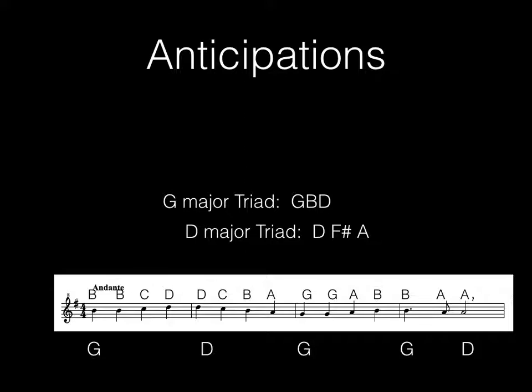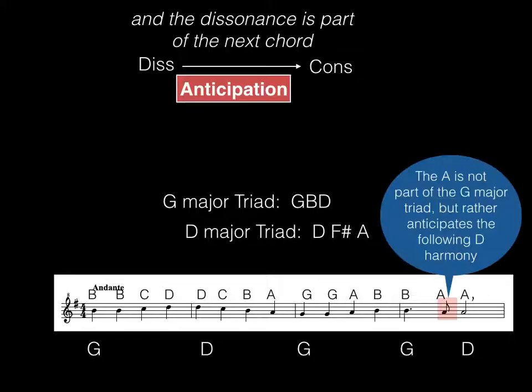And if we look down at that A, the penultimate A, it's not part of a G major triad. There's no A in a G major triad. But rather it anticipates the following D harmony. Because when you go B, A, the first time you hear that A, it's a dissonance, but then it repeats. And when it repeats, it becomes a consonance, because that second A is part of a D major triad.